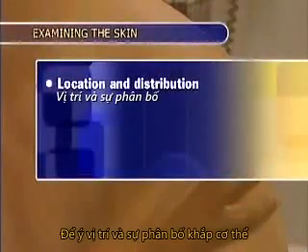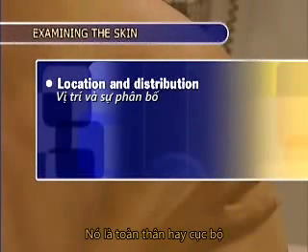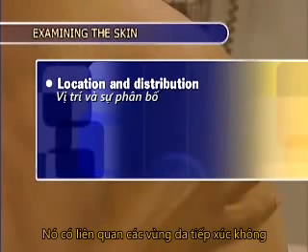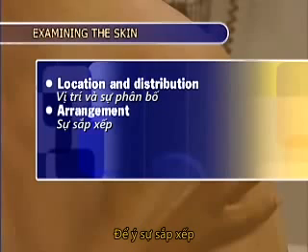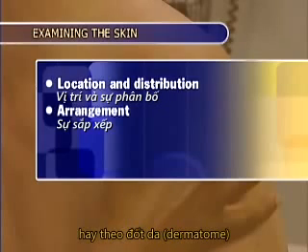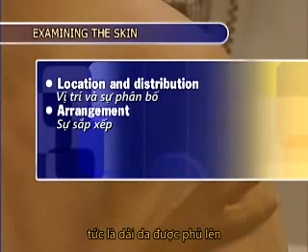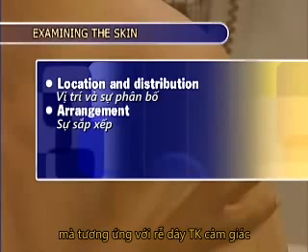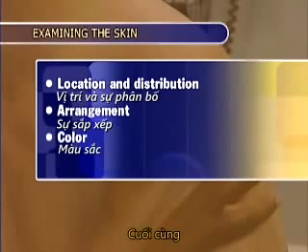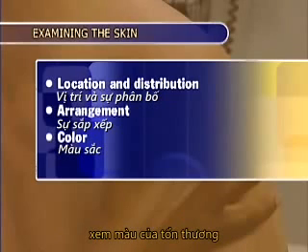Note their anatomic location and distribution over the body. Are they generalized or localized? Do they involve exposed surfaces? Note their arrangement. Are they linear, clustered, annular, that is, in a ring, arciform, that is, in an arc, or dermatomal, meaning covering a skin band that corresponds to a sensory nerve root? Finally, note the color of the lesions.